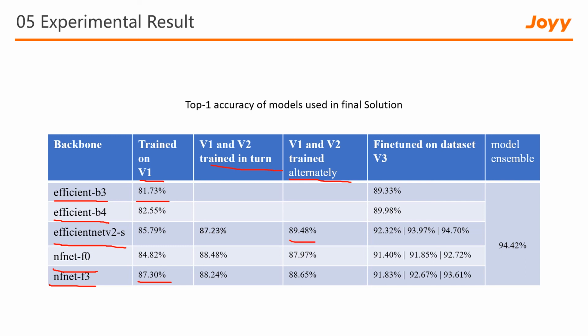Finally, we fine-tune all these 11 models on the rebalanced dataset V3. The best single model result on validation is 94.7%, which is InfiniNet V2F, trained on V1 and V2 alternately, and fine-tuned on V3. And the final ensemble result on the test dataset is 94.42%.